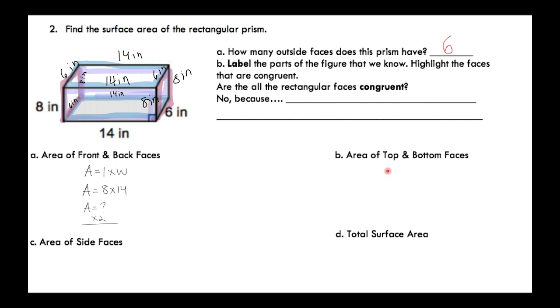The same with part B, length times width. I'm using the top and the bottom of 14 by 6. And then again, like this last step, you need to multiply whatever this answer is by 2. The same with the side faces. Area equals length times width. Area equals 8 by 6. And then whatever answer you get, again, need to multiply by 2. Adding all those final answers together to get your total surface area.